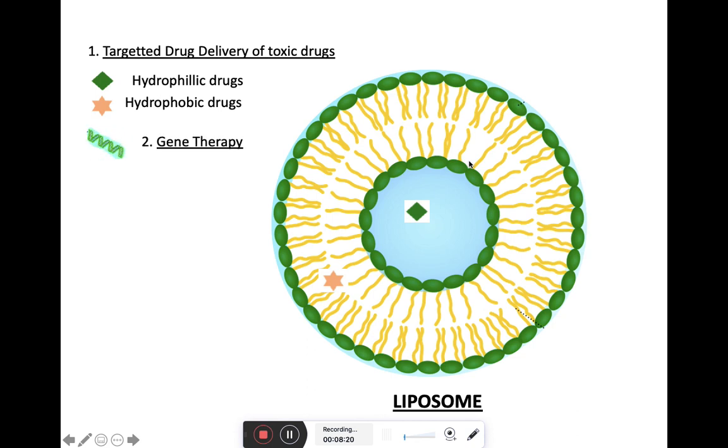Another important role played by the liposome is in gene therapy. If a gene has to be delivered, suppose DNA has to be delivered to the target tissue, or even RNA, like in siRNA therapy, the small interfering RNAs. This siRNA therapy is being tried for age-related macular degeneration. So liposomes are important vehicles for transporting DNA or RNA to the target tissue. So these are the important roles played by the liposomes.